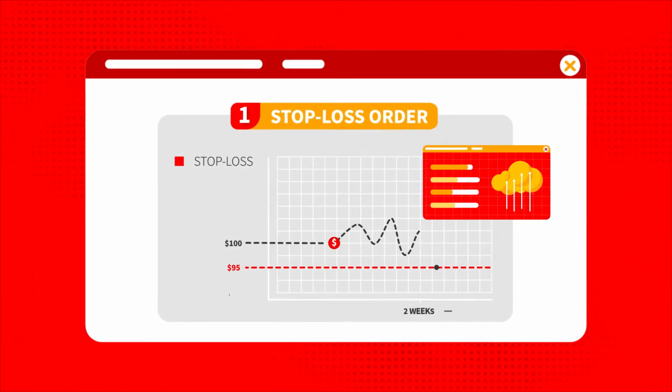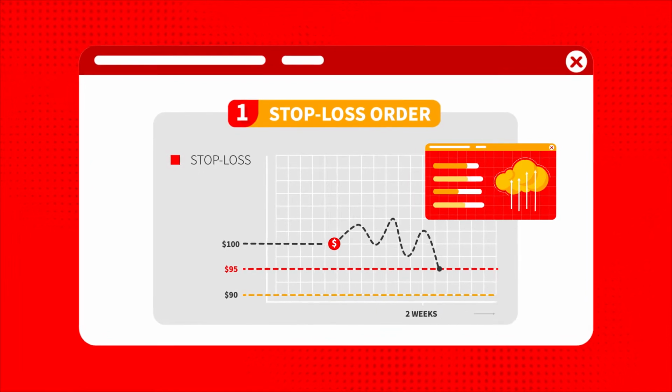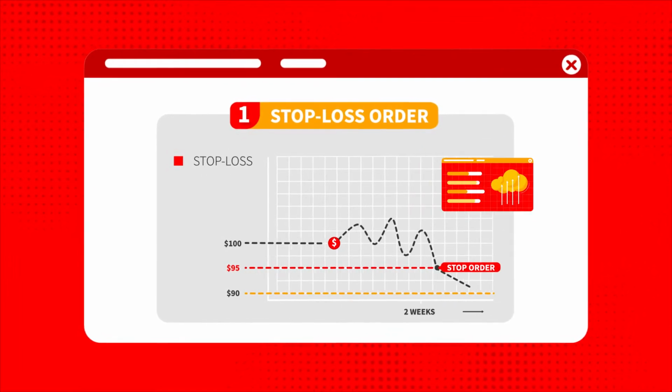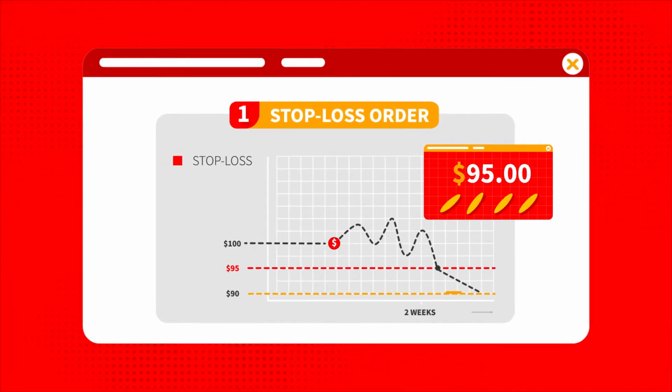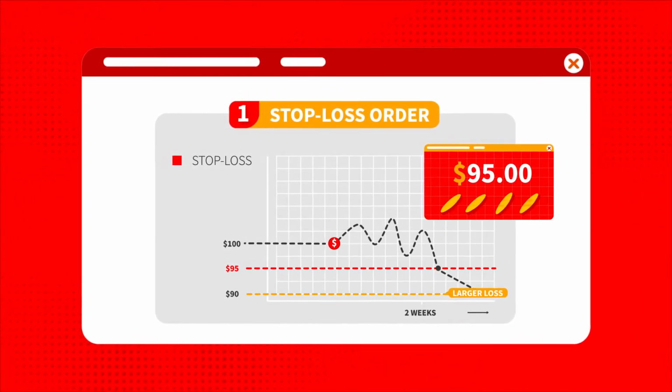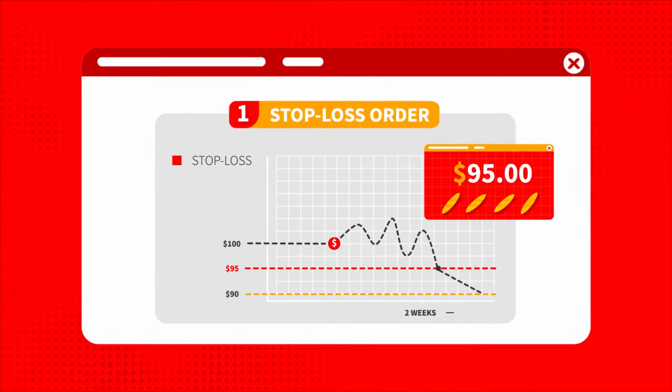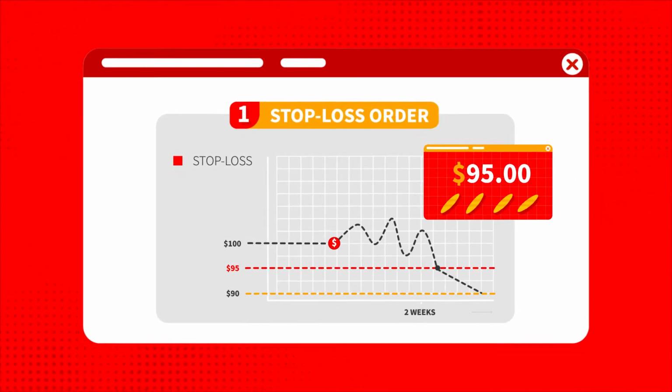Over the following 2 weeks, the stock will go below $95. The stop order of the trader is filled and the position is sold for $95. In this case, the trader has been able to avoid a larger loss on the position as stock ABC continued to go down to $90 over the following weeks.